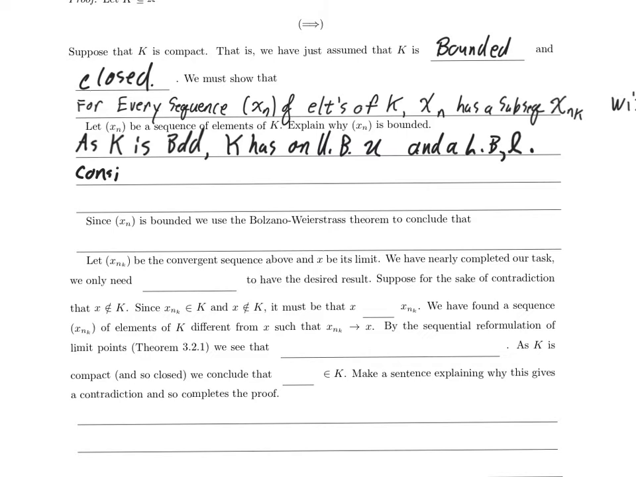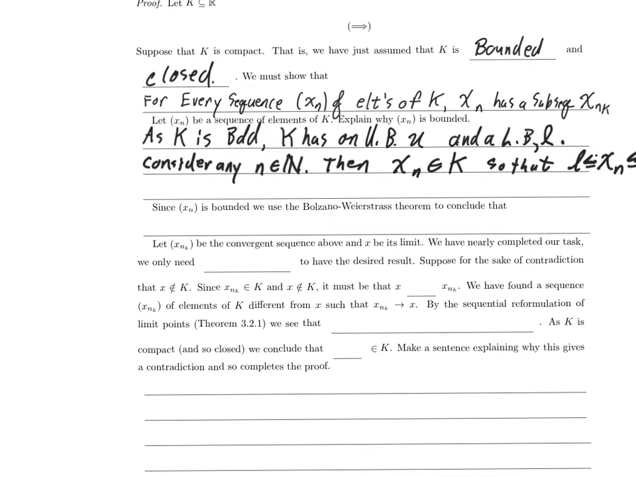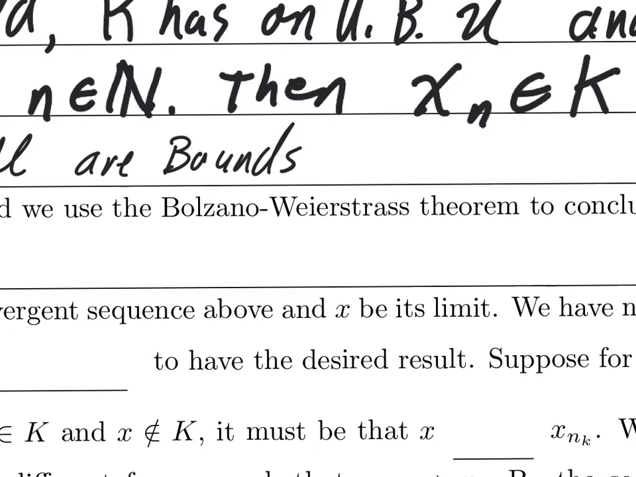So let's consider any n in N. Well, this is a sequence of elements of K. So certainly each one of these x_n's is an element of K. So this thing is an element of K, this is an upper bound, that's a lower bound. So I conclude that l is less than or equal to x_n is less than or equal to U. Thus, U and l are bounds for the sequence x_n. So the sequence is bounded.